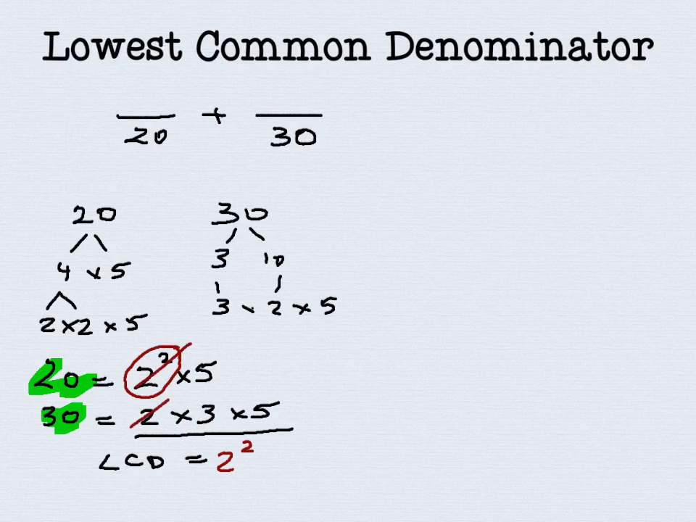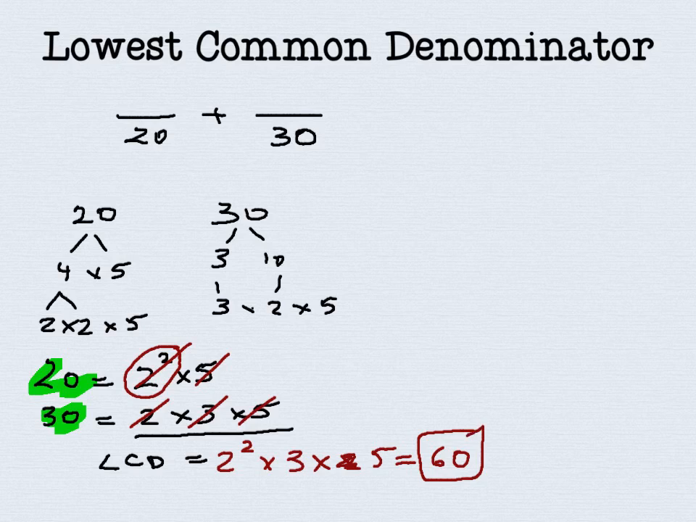Next prime factor is 3. Do you need any 3s? Well, yes, you do, because there's a 3 in 30. That takes care of that one. Do you need any 5s? Well, both 20 and 30 have basically 5 to the 1, or just 5. So you'll need at least a 5 to include those 5s. Multiply them all together, your final answer: 2 squared is 4, times 3 is 12, times 5 is 60. The lowest common denominator is 60.